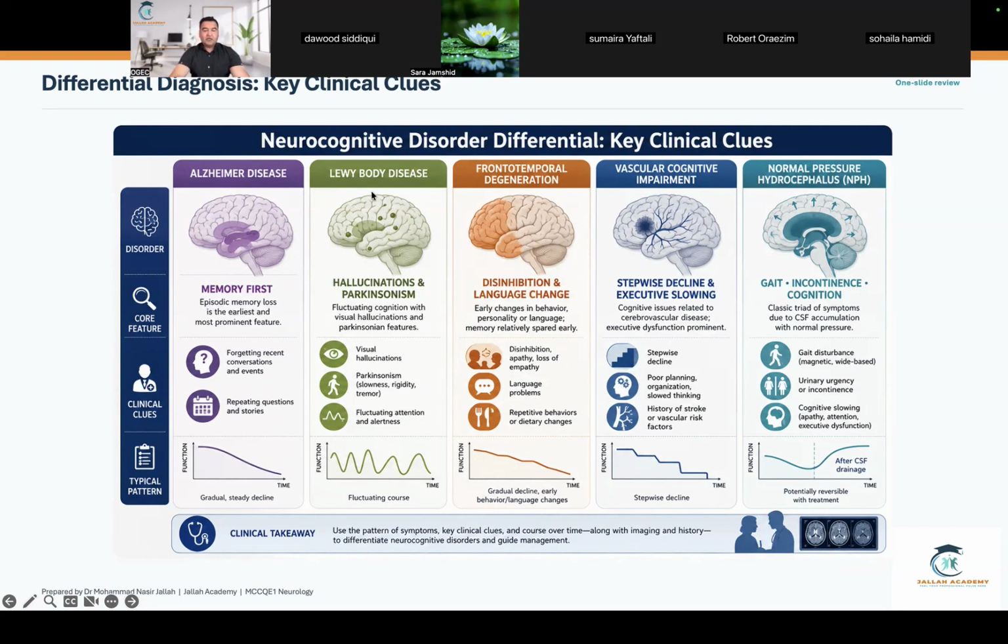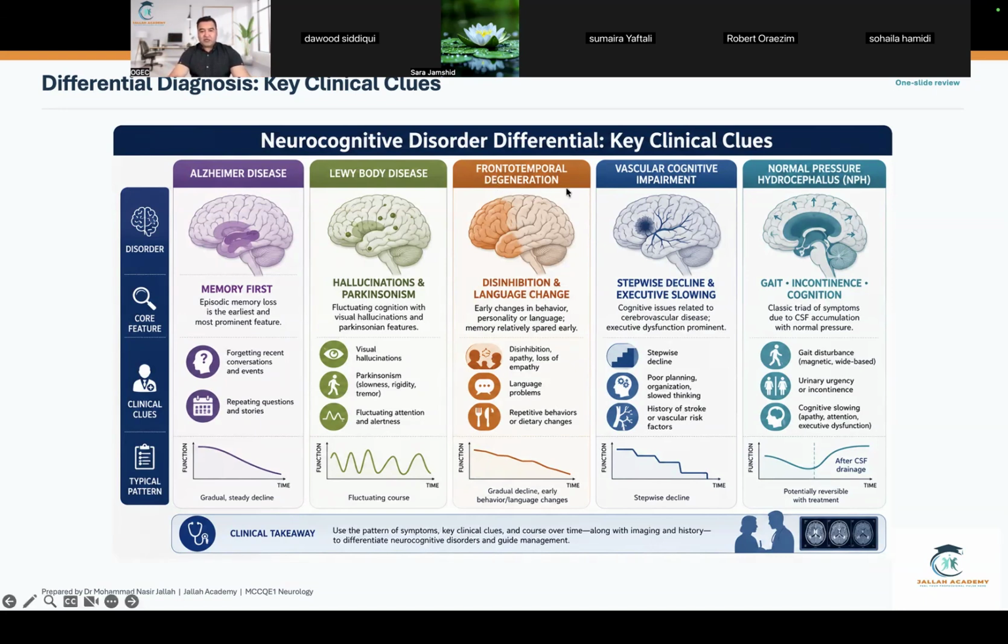Now, Lewy body disease or Lewy body dementia: hallucination and parkinsonism. Fluctuating cognition with visual hallucination and parkinsonism features. Visual hallucination, parkinsonism, slowness, rigidity, tremor, fluctuating attention and alertness, plus dementia, obviously. And now, if you notice, the patient is getting better, worse, better, worse, better, worse. So it's fluctuating, right?